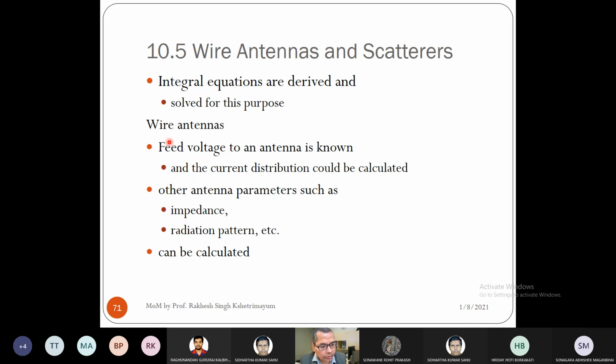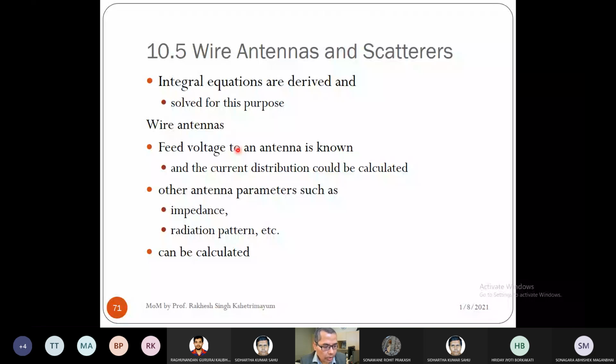For wire antennas, the first thing is that you know the feed voltage, how much voltage we are supplying to the antenna. From there, you can calculate the current distribution. The unknown is the current distribution. How much voltage you are applying to the antenna is known to you, because this is what you have given to the antenna.